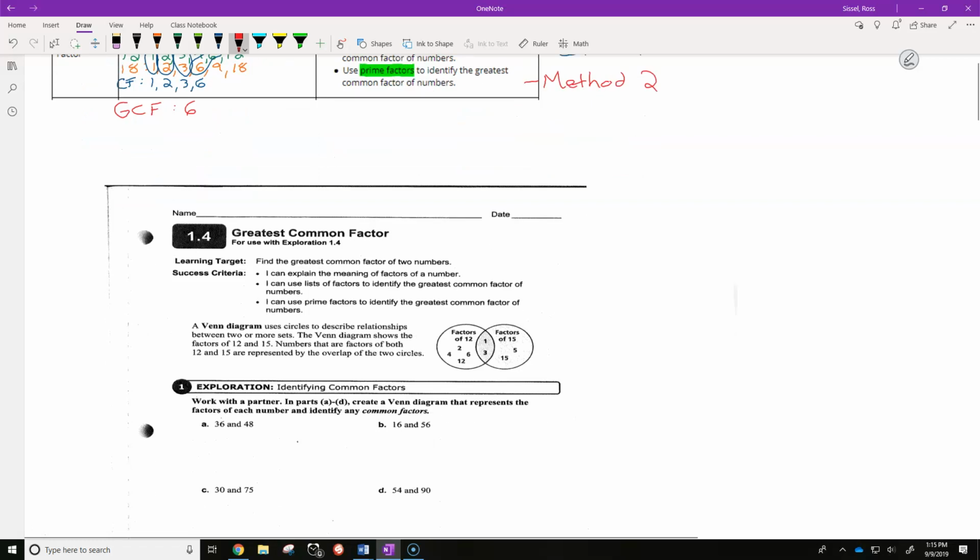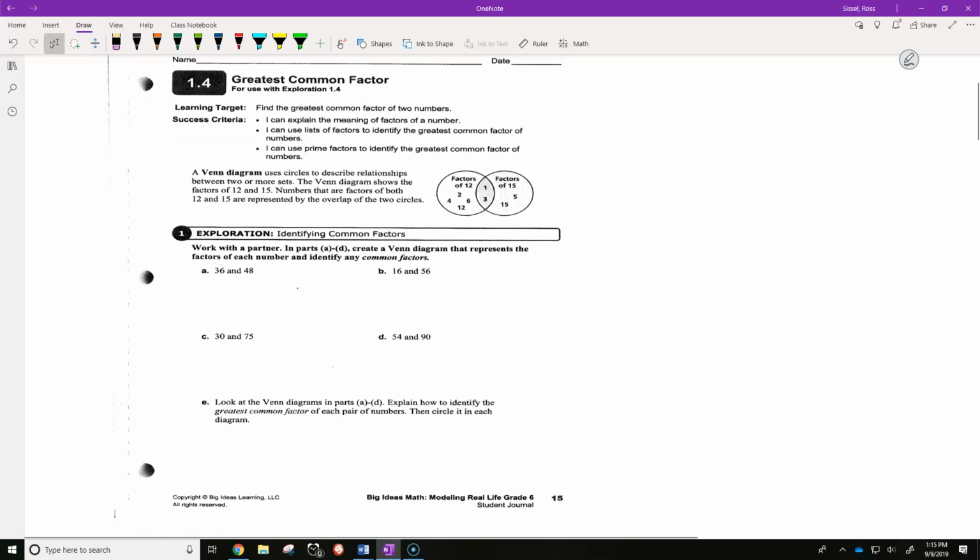Alright. Greatest common factors. I need you to open up your workbook to 1.4. I'm going to only do one example of this with you. My reasoning is, I think the Venn diagram does a good job visually showing you this information, but for you to create it is more work than it's worth.